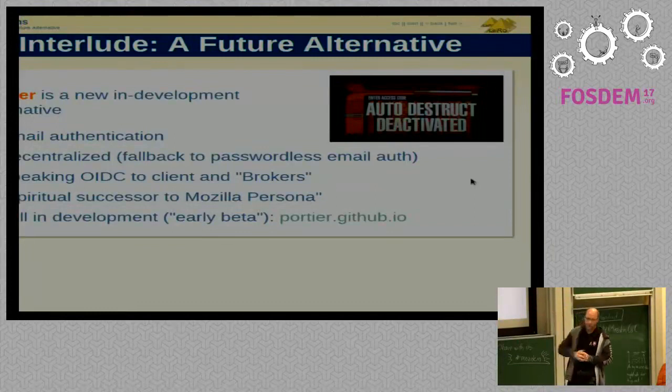Small interlude: one external system that does not exist yet but is in the works. So it's a future alternative. It may replace the now-deactivated Persona. It uses email authentication. It's decentralized with a fallback that's not centralized, but it uses passwordless email login. It's speaking OpenID Connect to both the client side and what they call brokers, the identity providers on the different domains out there. And they call it a spiritual successor to Mozilla Persona.